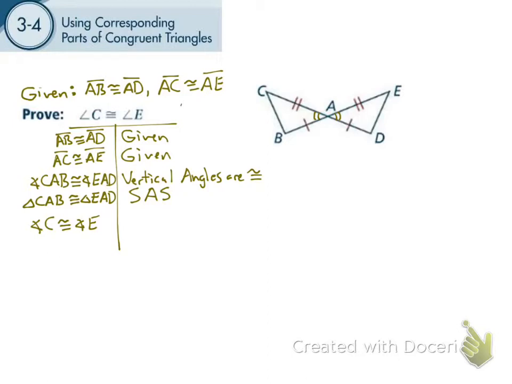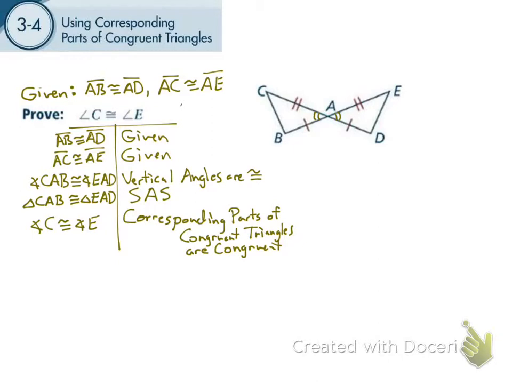So, this is a long statement, corresponding parts of congruent triangles, which is what we have. It's probably important because it's also the name of the section today. Corresponding parts of congruent triangles are congruent. That is our reason that the angles would be congruent.